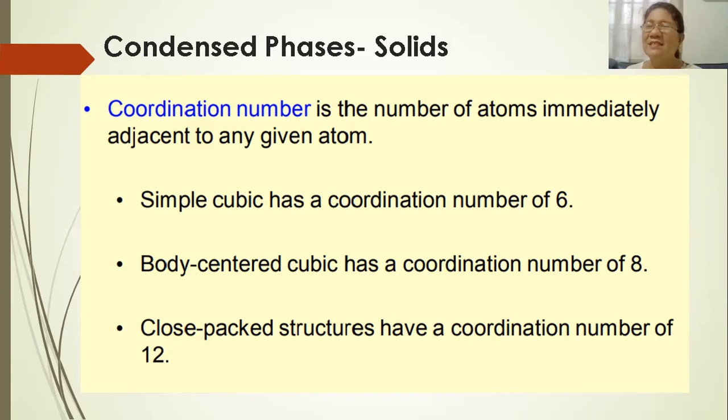The next thing is what is meant by coordination number. The coordination number is the number of atoms immediately adjacent to any given atom. Because we have 3 crystal structures, it will have different coordination numbers. For the SC, what will be the coordination number? Remember, it is equal to 6. For the BCC, the body-centered cubic, what is the coordination number? It's 8. And the close pack, that is the FCC, has a coordination number of 12. That is coordination number.